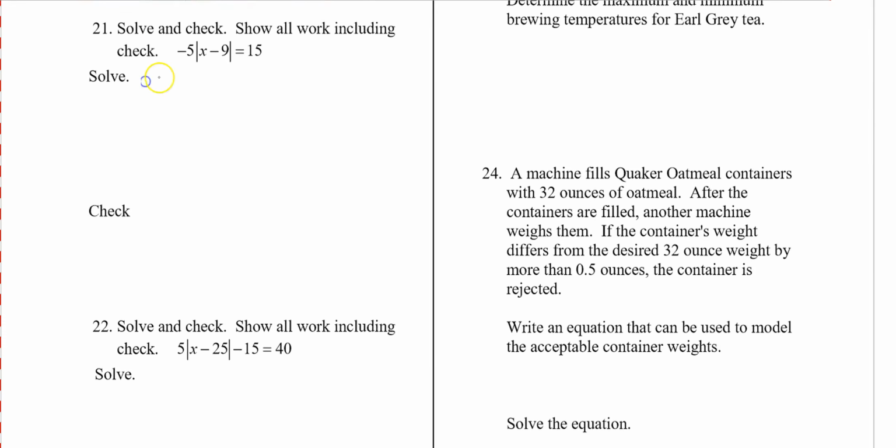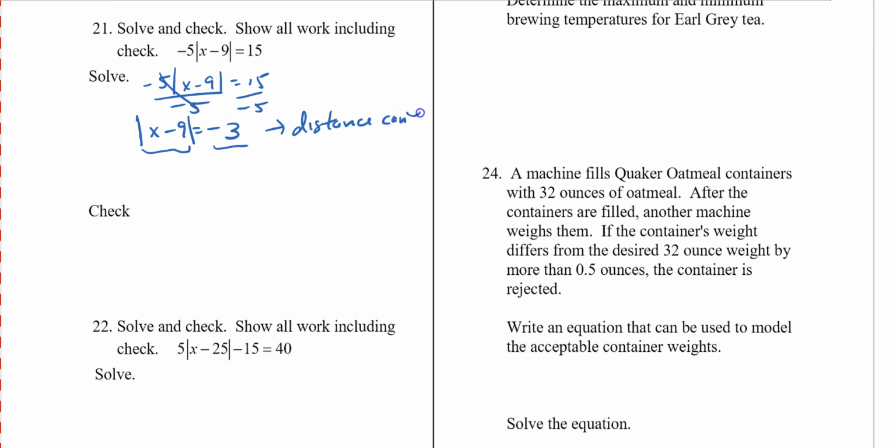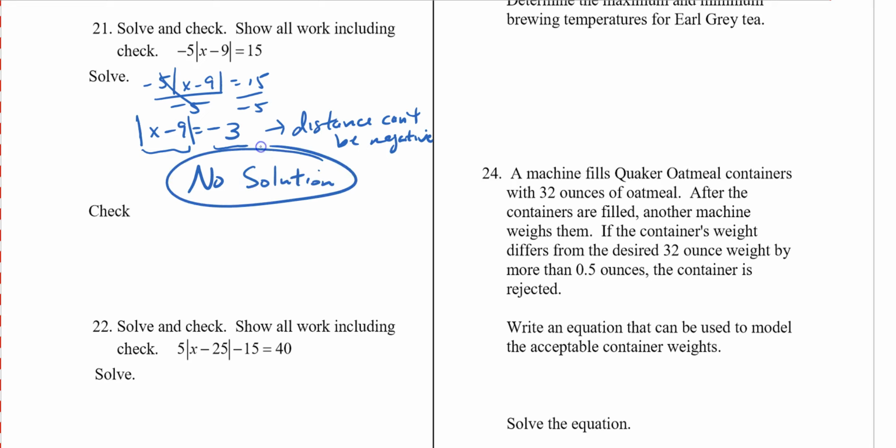21, we're solving this absolute value equation. Again, I've got this negative 5 out front, and then divide by negative 5 on both sides. Absolute value of x minus 9 is equal to negative 3, and I am finished, because absolute value means distance. This right now says the distance of something is negative 3. Distance can't be negative, so this has no solution.